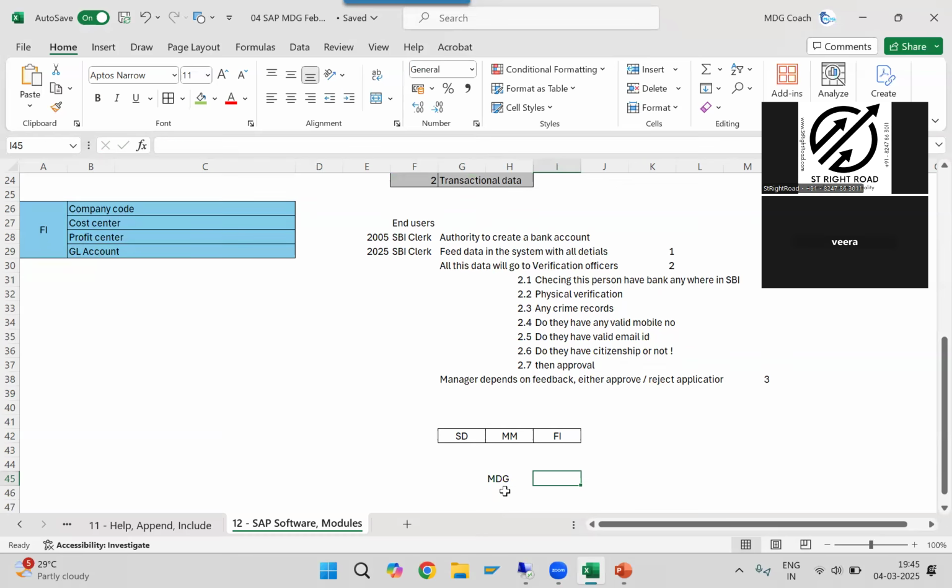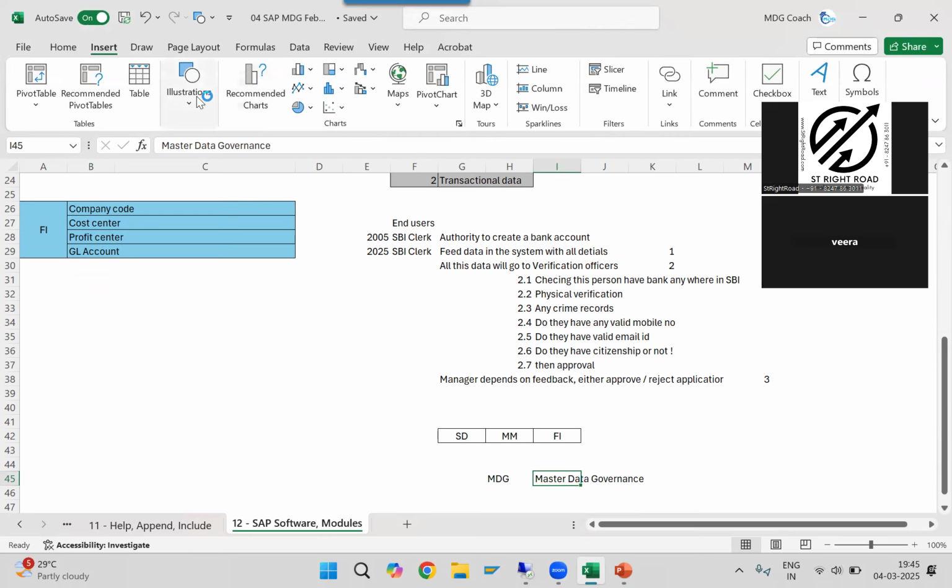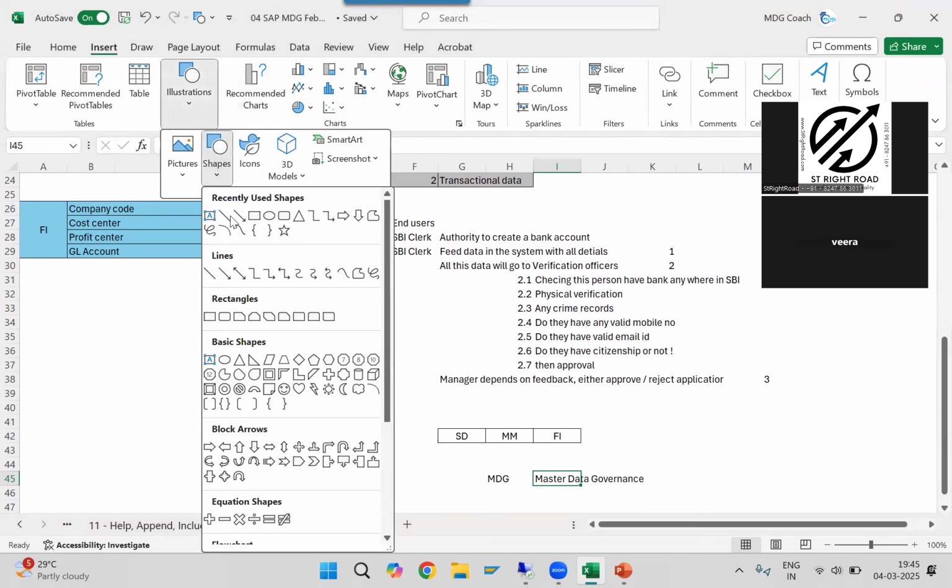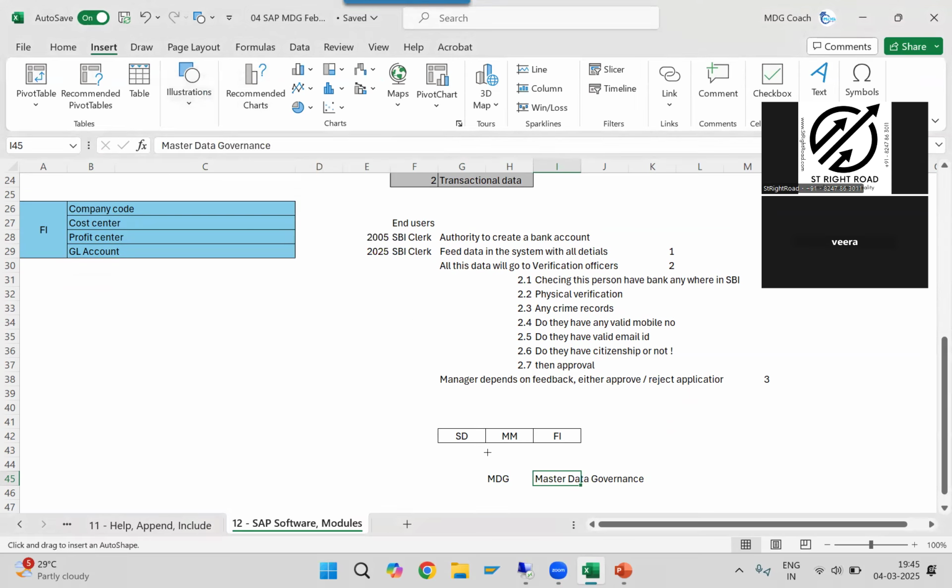They named it master data governance. Governance means, depending upon the authorization checks, they are trying to approve the data. Now, clear so far? It's clear. Yes.